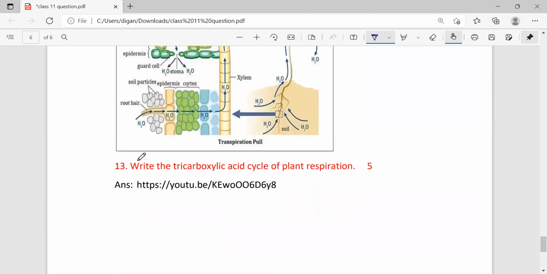Now, the last question is: write the tricarboxylic acid cycle of plant respiration. This is a very, very important question, and it is from the respiration chapter. For the answer, go to my last video, or a card will come up there.